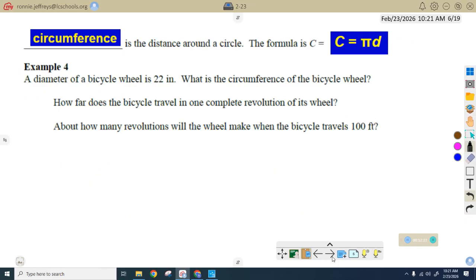So, getting towards the last part. Circumference is the distance around the circle. Basically, circumference is perimeter for circles.